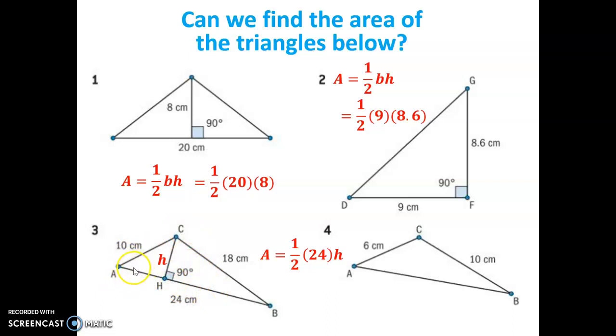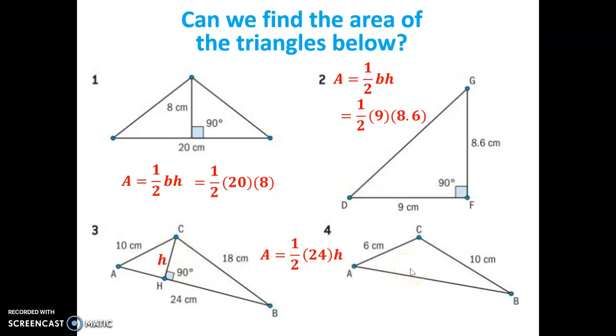And once we have that, we can then use basic trigonometry to find h. For example, if we knew angle A, we could set up a sine ratio. Sine of angle A equals h over 10. That could allow us to solve for h. And once we have h, we can then use the area formula. So a few more steps, but we could use the area formula.